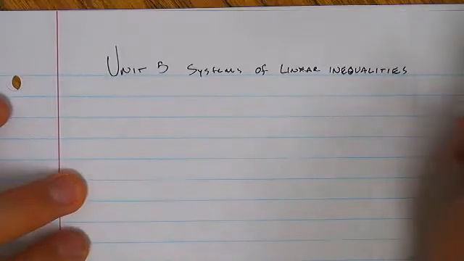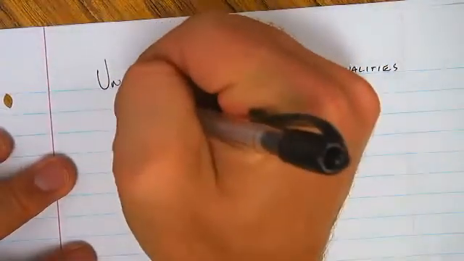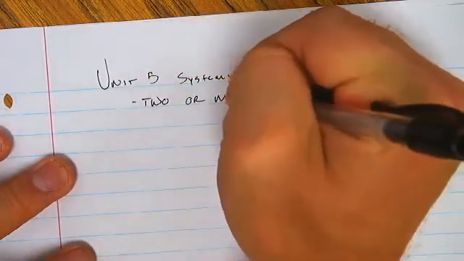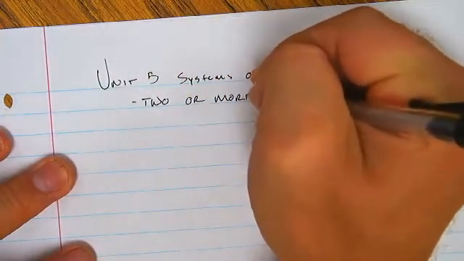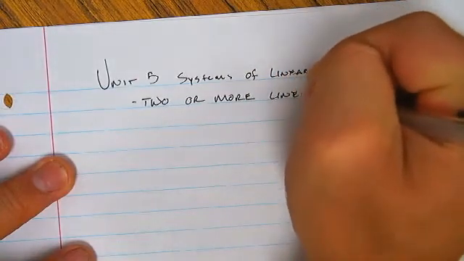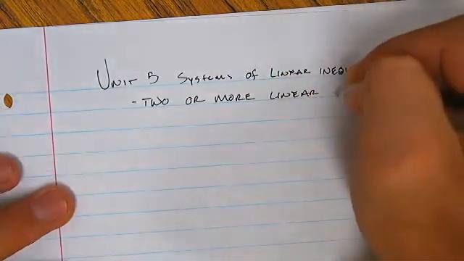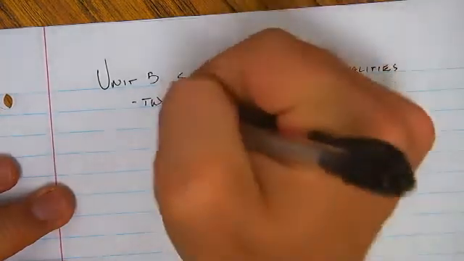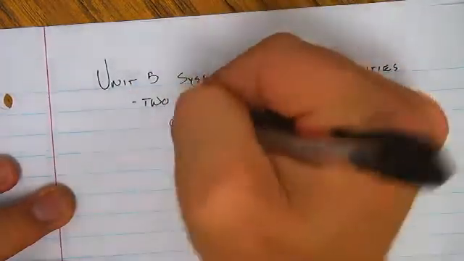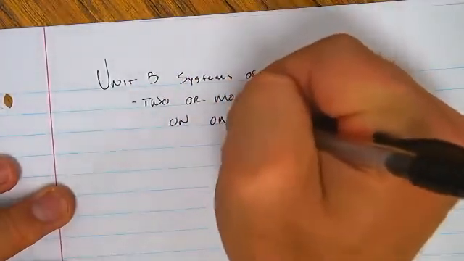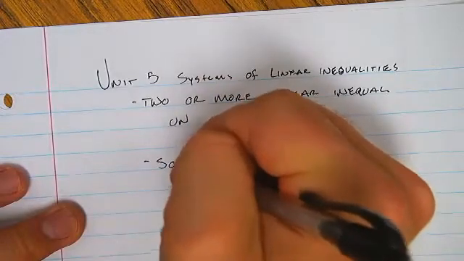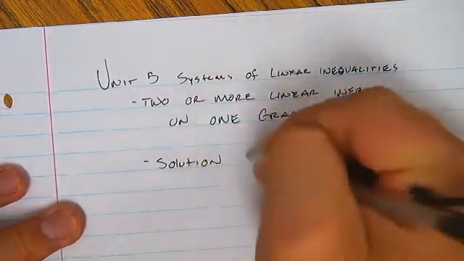But this isn't much more difficult than what we did before. It's just that now we're going to be putting two or more linear inequalities on one graph. On one graph. Okay. And so what we're looking for is a solution region.